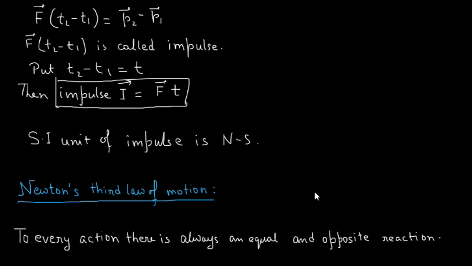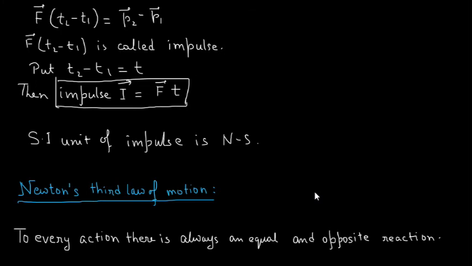Second application: a karate player can break a pile of tiles with a single blow of his hand because he strikes the pile of tiles with his hand very fast, during which the entire momentum of the fast moving hand is reduced to zero in a very short interval of time.